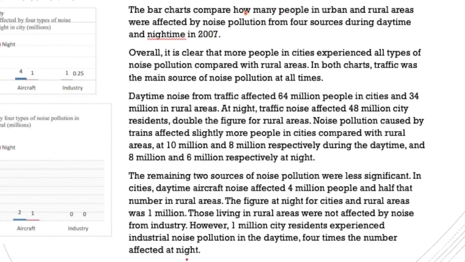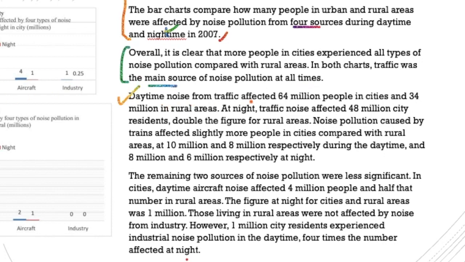The bar chart compares how many people in urban and rural areas were affected by noise pollution from 4 sources during daytime and nighttime. I missed out a T in 2007. So this is our paraphrasing, which is our introduction. The second paragraph is our overview. Overall, it is clear that more people in cities experienced all types of noise pollution compared with rural areas. In both the charts, traffic was the main source of noise pollution at all times. Right, now let's come to detailed para 1.